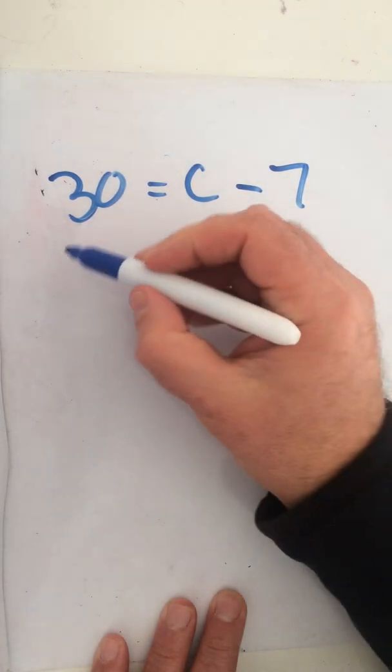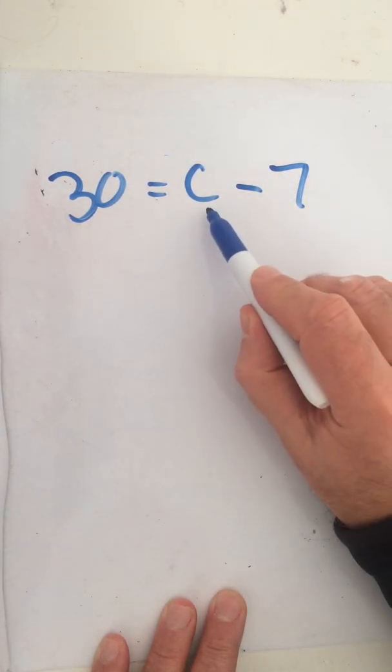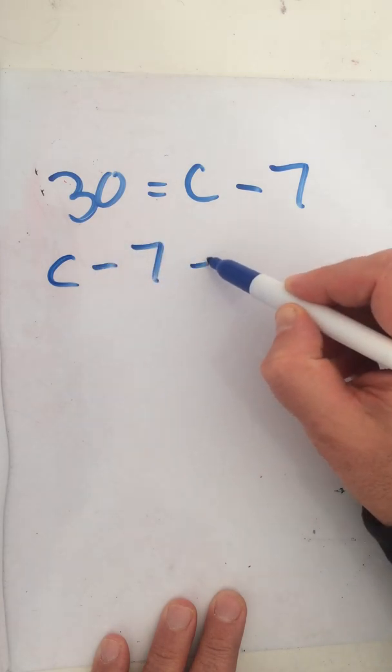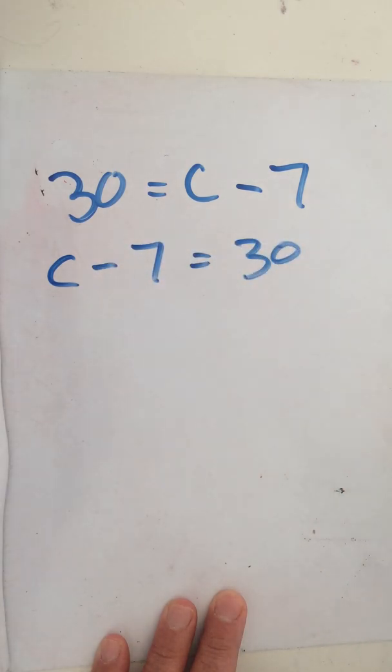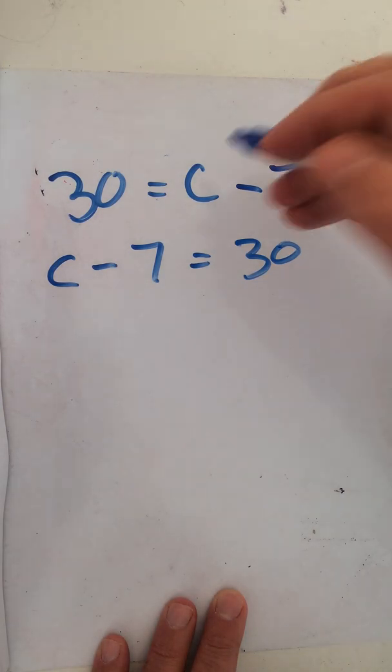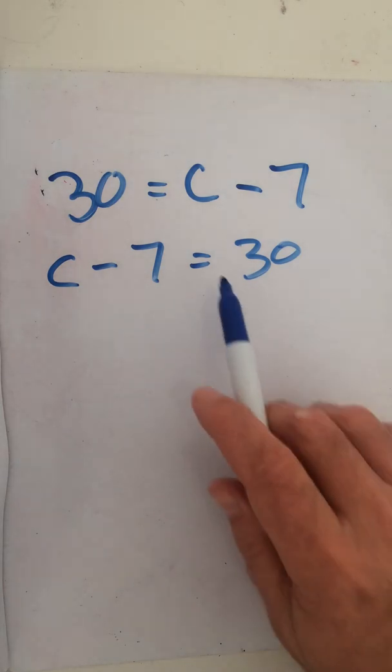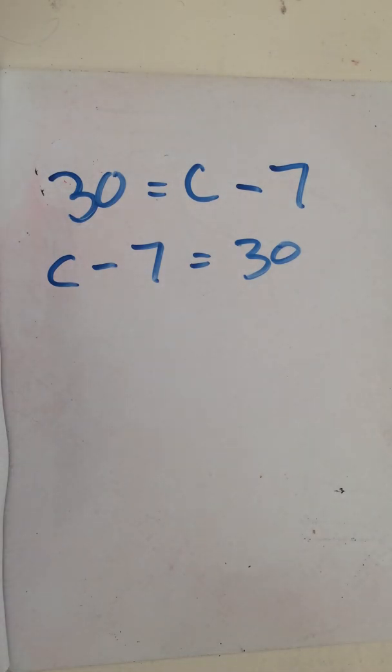I think the easiest way to do this is just to swap them over. So now I'm going to put C take away 7 on this side of the equation and 30 on the other, okay? And that is the same thing. Okay, so I'm going to swap them over. So could you write that original one down, please, and then write how I've swapped it underneath as well. Okay, and then we'll go through how we calculate it.